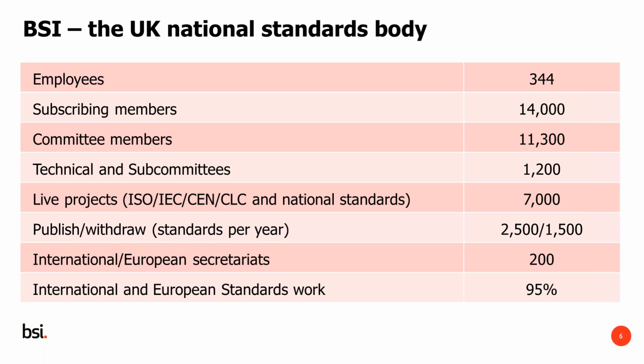At any one time, we might have about 7,000 standards projects on the go, and on average, we publish about 2,500 standards a year, but we also withdraw about 1,500 standards. That makes sure that we maintain a coherent, consistent, non-conflicting body of knowledge, and that you guys don't have too many standards in the space that you have to operate with when doing your roles.